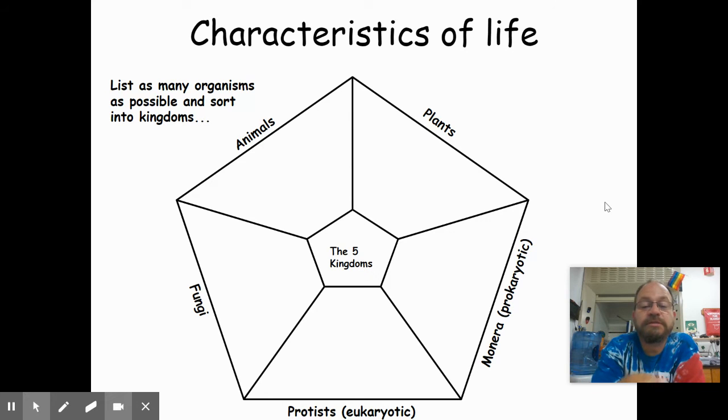All right, we've got a little pentagon here, and it lists the 5 kingdoms on the outside. Now, the top 2, I don't think we need to spend much time on. If I told you to list some animals in there, you could throw dog, cat, whatever, bird. Okay, plants, tree, tomato, grass, whatever. You can do those things. All right. The bottom 3 are ones that a lot of people struggle with.